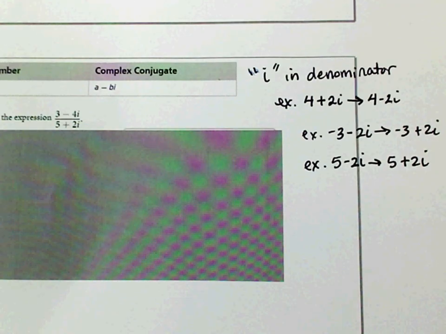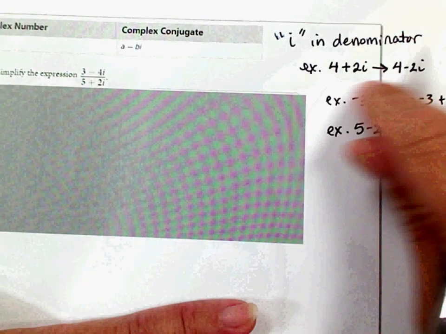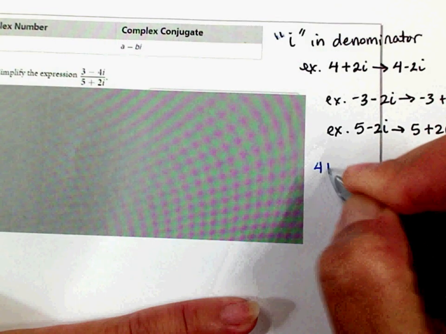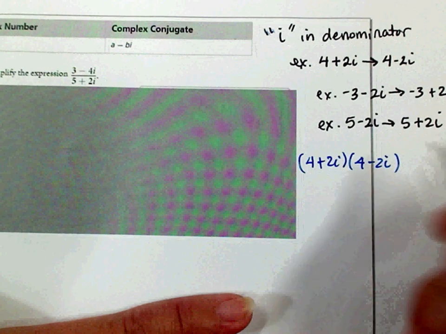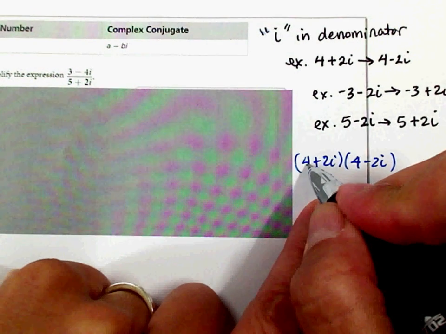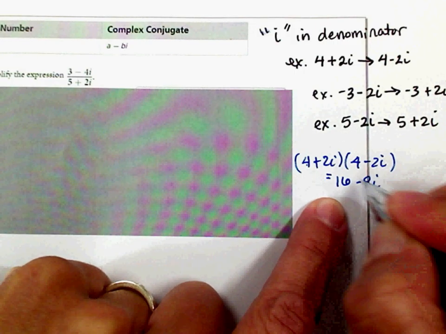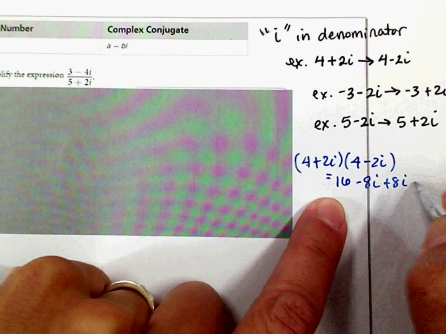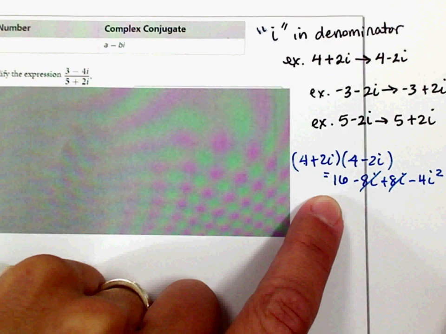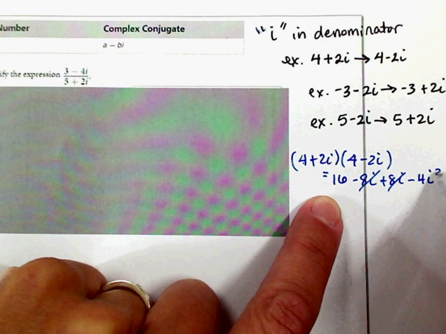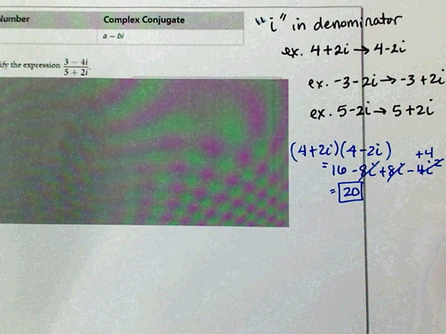If you look, here's an example of this one. When you do the conjugate, you're going to multiply them together. So you have 4 plus 2i times 4 minus 2i. You see that? So if you were to simplify this, you would put 4 times 4, which is 16. 4 times negative 2i is negative 8i. Inside term, plus 8i, minus 4i squared. Notice what happens to your inside term. They cancel, and negative 4 times i squared is positive 4. So this comes out to be 20, and you have got rid of your i.